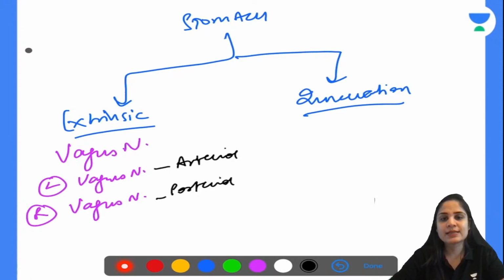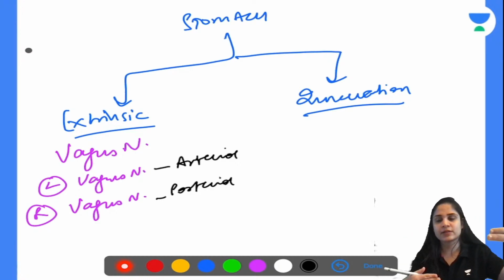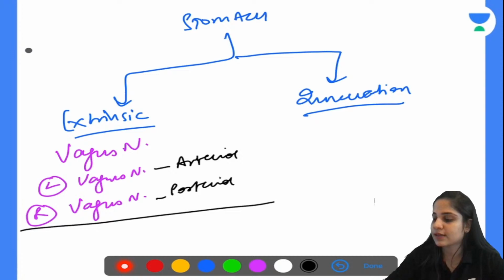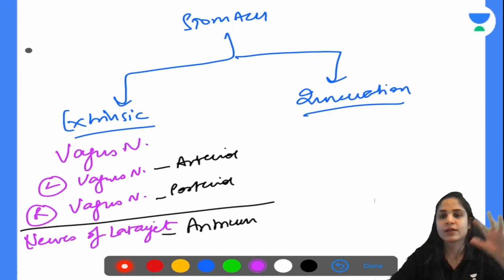Now, why is that important to remember? Because for most gastric ulcers, you have to do a vagotomy. So you need to know which one is the anterior nerve, which one is the posterior nerve, which part is supplying the lesser curvature, and which part is supplying the greater curvature. Then the next thing you need to know is which part of the vagus supplies the antrum. That was the question I had asked you. The antral pump is supplied by nerves of Latarjet. These nerves of Latarjet also come directly from the trunk of the vagus.